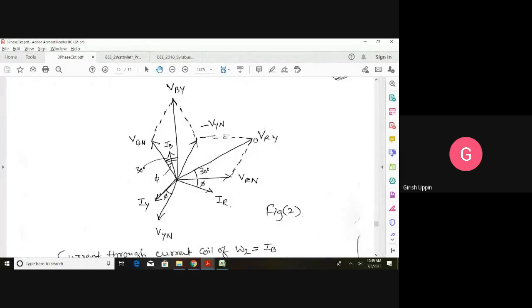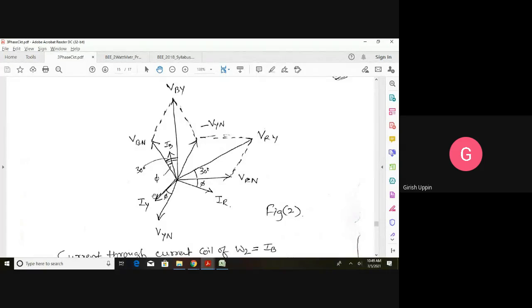Now, we should find the voltage across wattmeter 1 is VRY and the current is IR. The angle between them is 30 plus phi. So cos of 30 plus phi. Similarly, VBY is the voltage across wattmeter 2, and IB is the current that is flowing in wattmeter 2. And what is VBY? VBY is equal to VBN minus VYN. So VBN minus VYN, we get the phasor like this. Now what is this angle? The angle between IB and VBY is 30 minus phi.